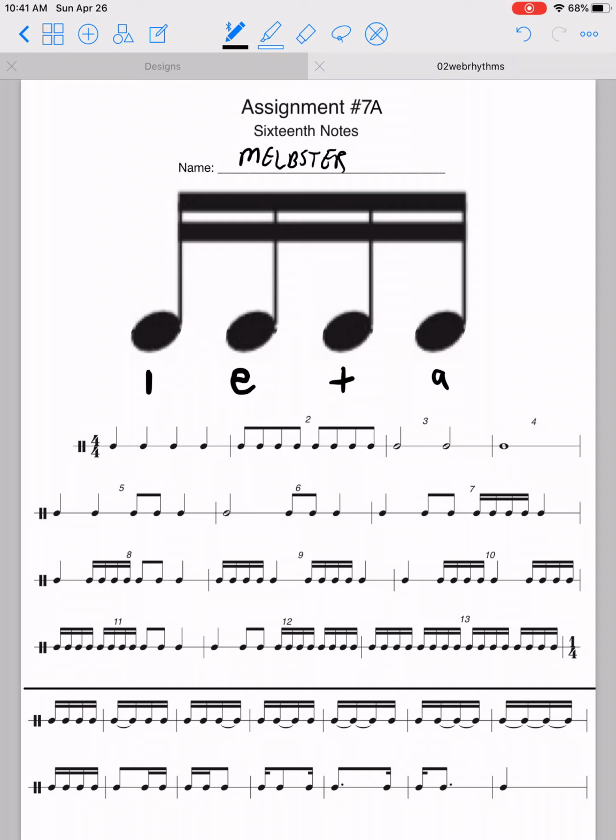Now, if you remember back to when we were talking about notes and rhythms in Mr. Melby's Guide to Music in Life a few weeks back, we talked about 16th notes. 16th notes receive 1/4 beat, and they're counted as 1 E and A.